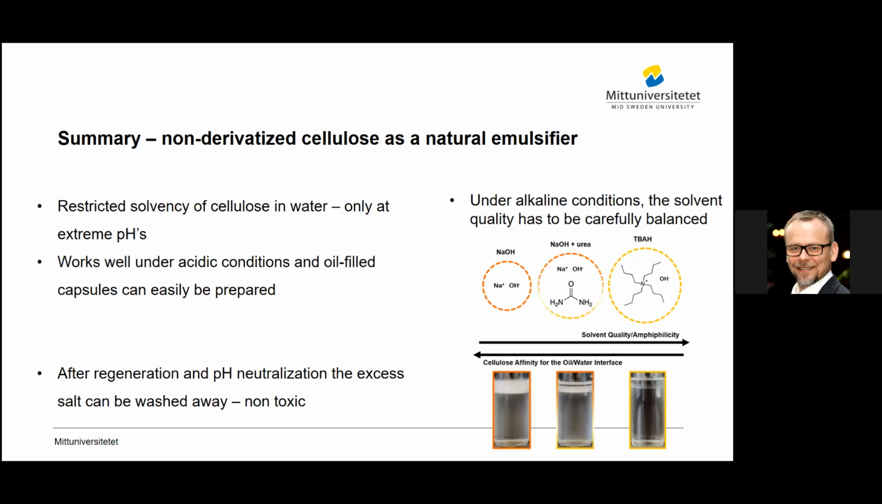We just make a summary here. We can say that the restricted solubility of cellulose in water is actually the most demanding thing when making cellulose, or what I call native, non-derivatized cellulose, to be used in emulsions. So you can only go to this extreme pH if you work in a water environment. And it works well under acidic conditions.